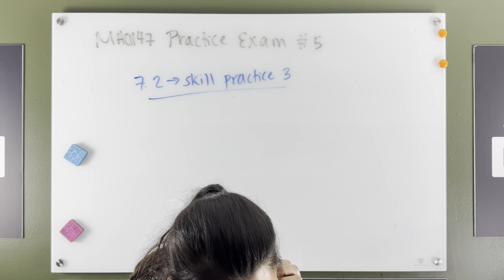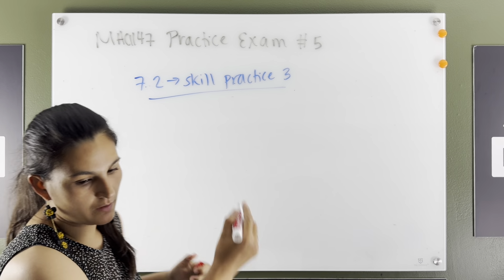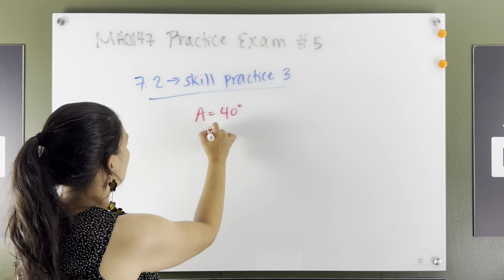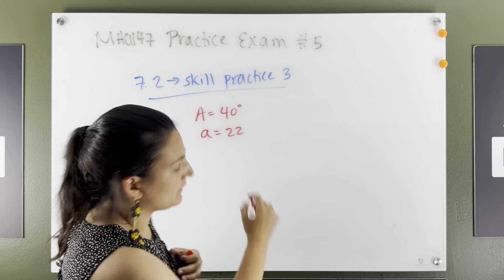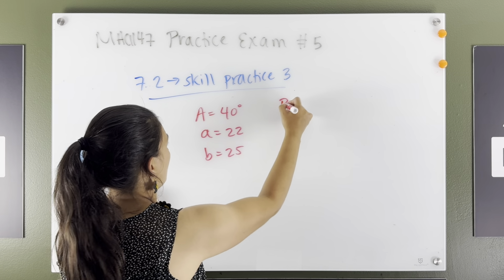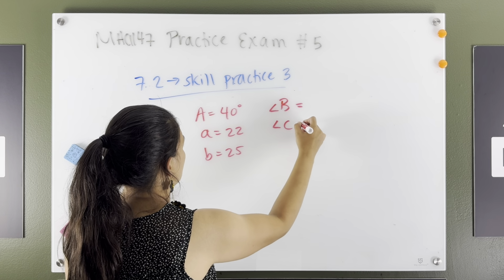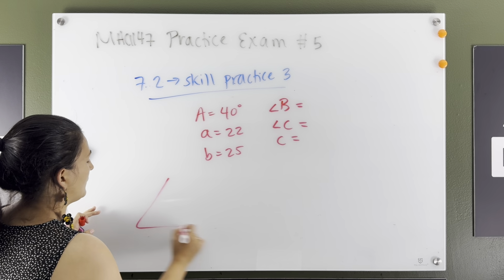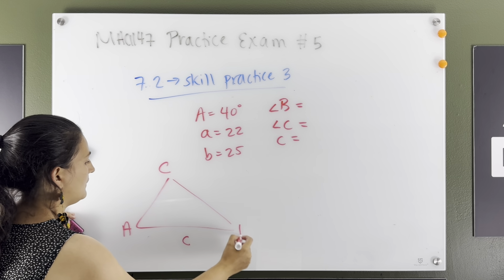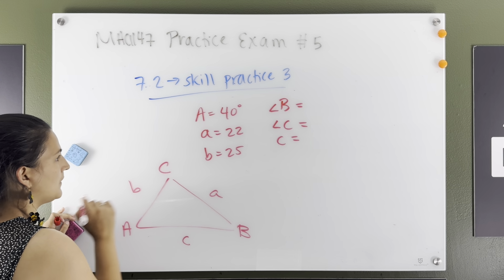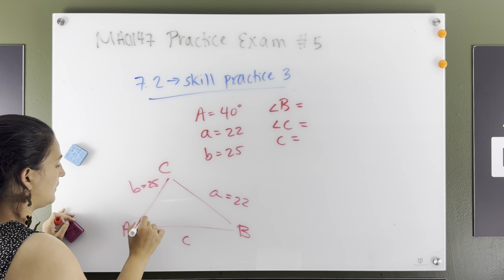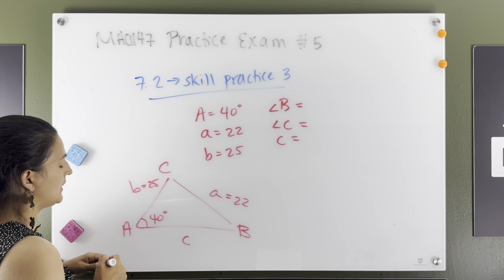All right, and then the last one for 6.2, we are given angle A, B, and we need to find the rest. So we need to find angle B, angle C, and side C. Okay, again, we're missing side C, so I'm going to make this C. So B is 25, A is 22, angle A is 40, and I need to find the rest.